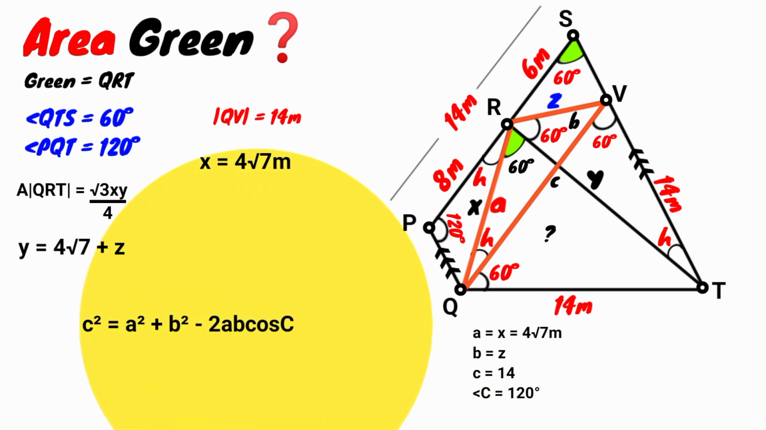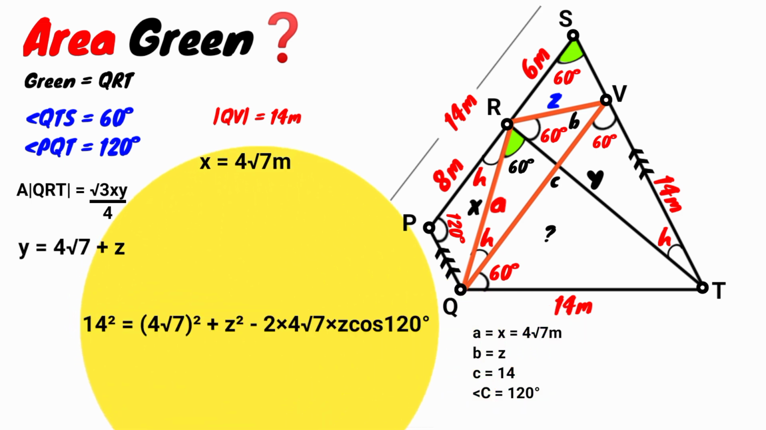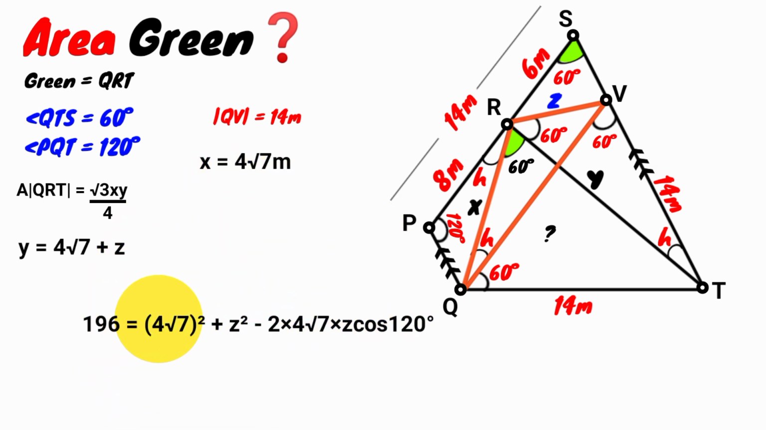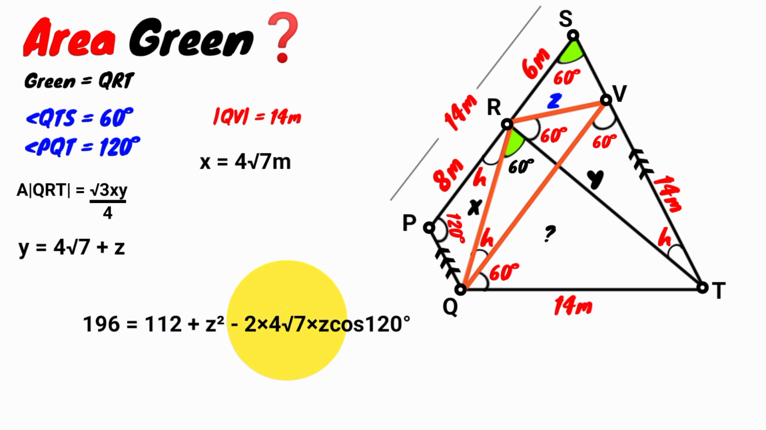Substitute them here. So 14 squared equal to 4 root 7 all squared plus z squared minus 2 times 4 root 7 times z times cos 120 degrees. 14 squared is 196. 4 root 7 all squared is 112. Here minus 2 times 4 root 7 times z is minus 8z root 7. Cos 120 degrees is minus 1 over 2. Minus 8z root 7 times minus 1 over 2 is plus 4z root 7.